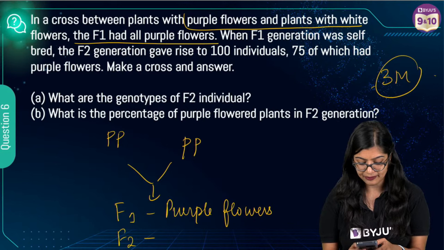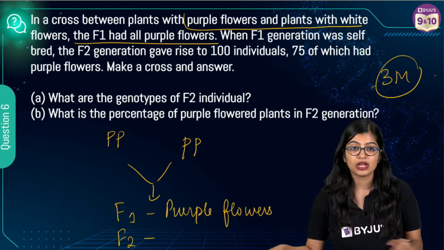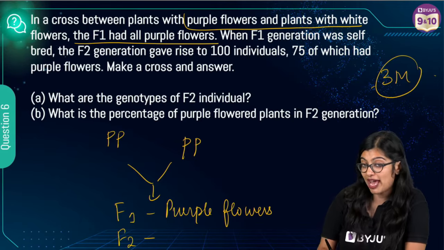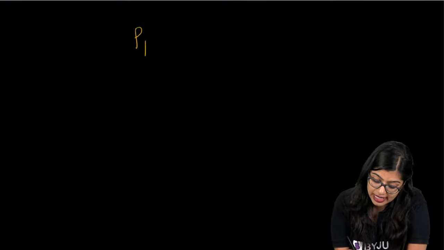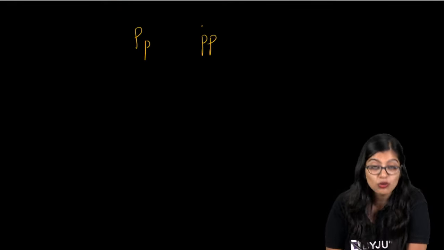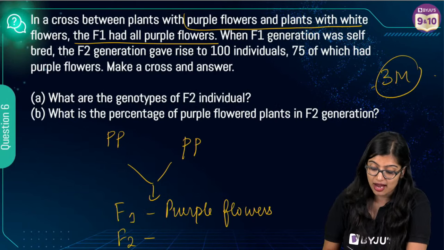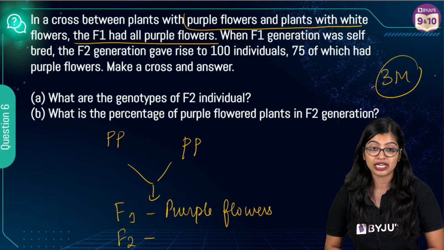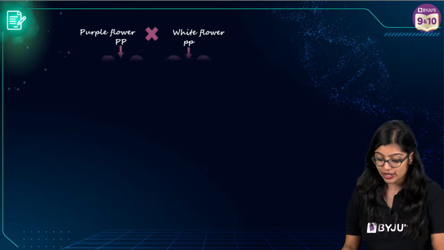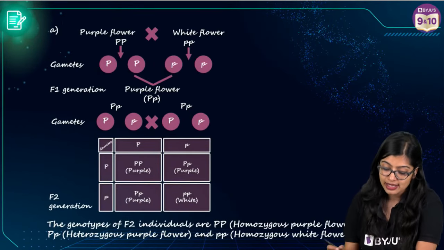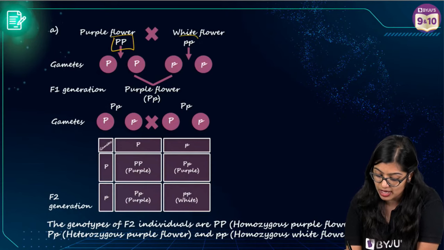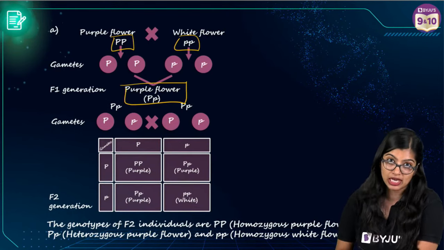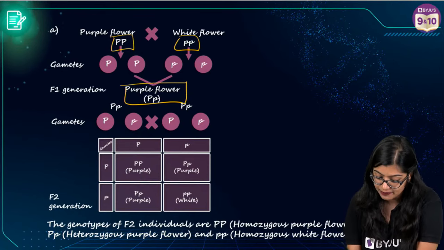Everybody, quickly. Why not a heterozygous parent? If it was a heterozygous parent, you will not get all purple flowers. You will get some which were white also, right? Which is what you need to understand. So in your F2 generation, what will you get? You know that it is homozygous purple, homozygous white. Your F1 generation has all purple, so they're all heterozygous purple.